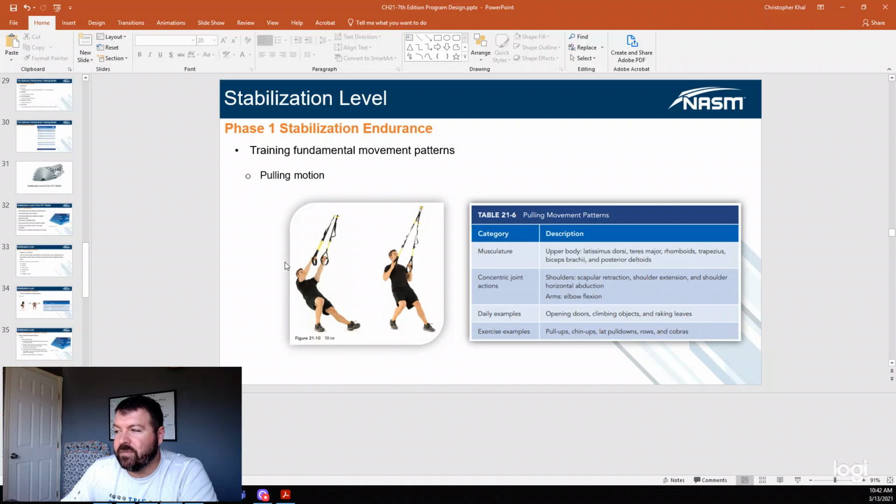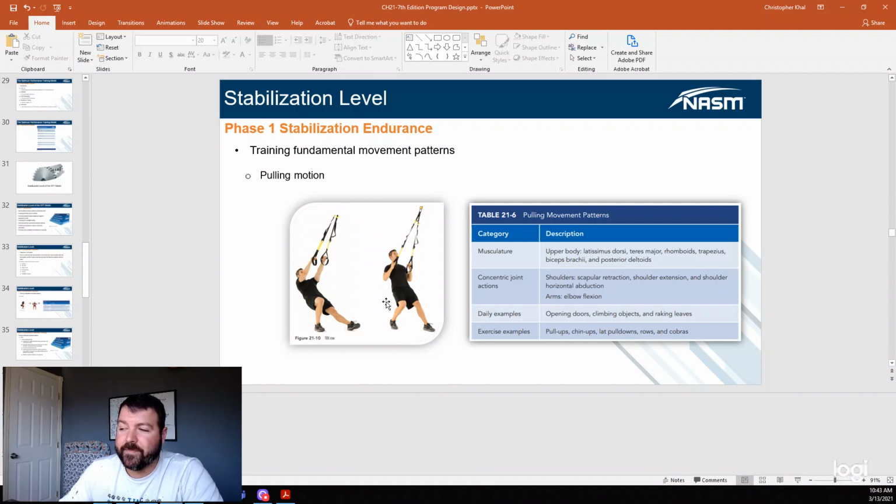All right, here's the pulling motion. Okay, so this is a TRX row. Muscles involved in the upper body: your lats, teres major, rhomboids, trap or trapezius, biceps, and your posterior delts. The concentric joint actions: at the shoulders you've got scapular retraction, shoulder extension, shoulder horizontal abduction, and then elbow flexion in your arms too. The daily examples: opening doors, climbing objects, raking leaves. Exercise examples: pull-ups, chin-ups, lat pulls, rows, cobras.